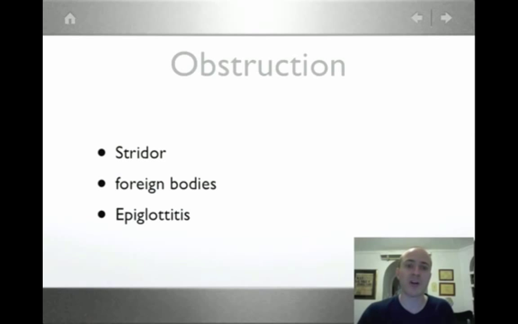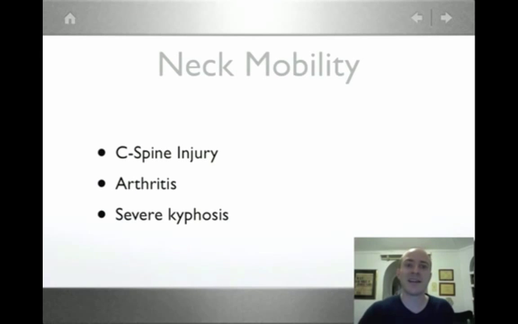Then obstruction. So do they have stridor? Is there a possibility of a foreign body? Are you worried about epiglottitis? Is there something where you're worried that this could be a difficult airway simply due to something obstructing your ability to intubate? And finally, neck mobility. So obviously anybody with a suspected C-spine injury or where you're protecting their C-spine is considered to have neck immobility. You can't move their neck.